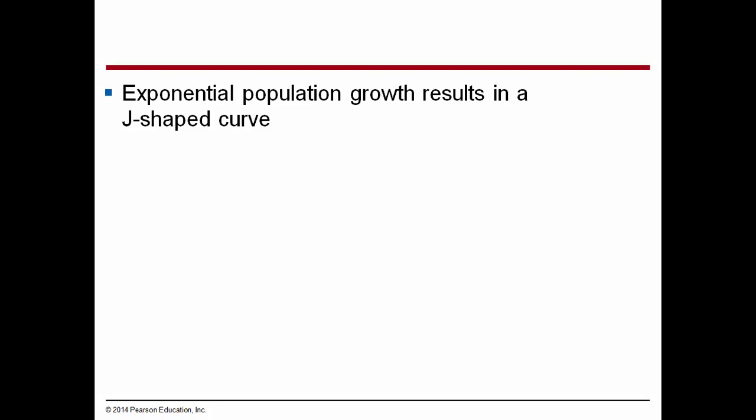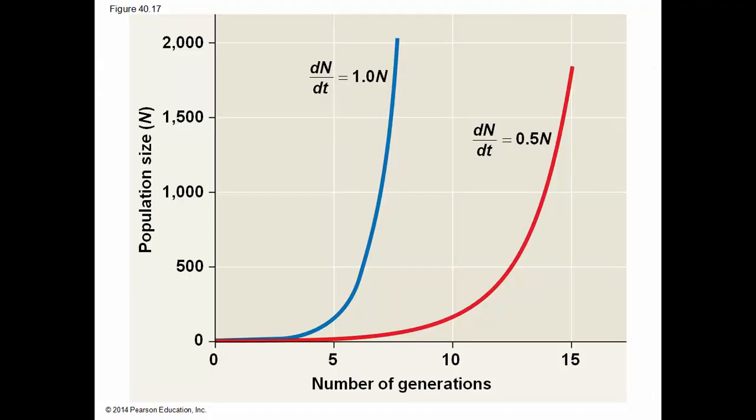The exponential population growth results in a J-shaped curve. Okay, here are some exponential growth curves. This graph compares the growth in two populations with different values of R max. Increasing the value of R max from 0.5 to 1.0 increases the rate of the rise in the population over time, as reflected by the relative slopes of the curves at any given population size.